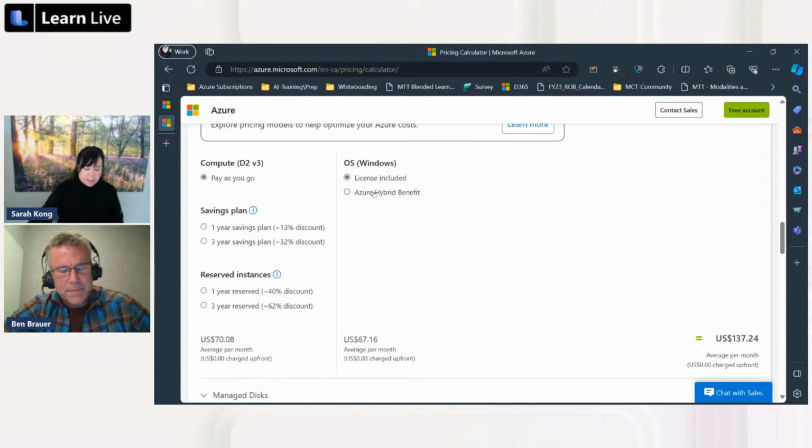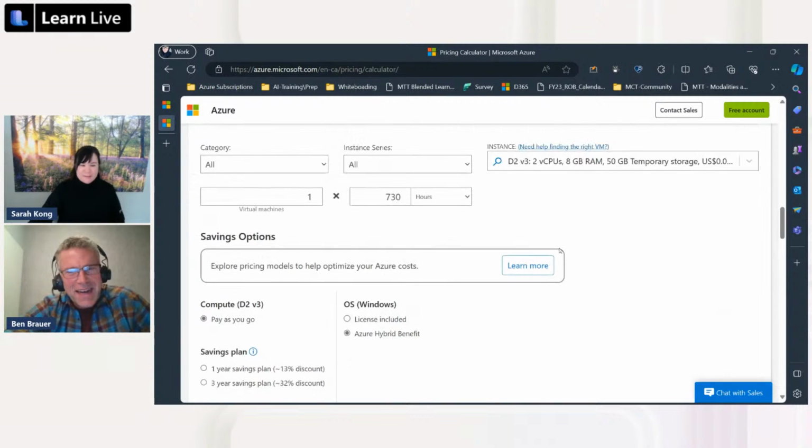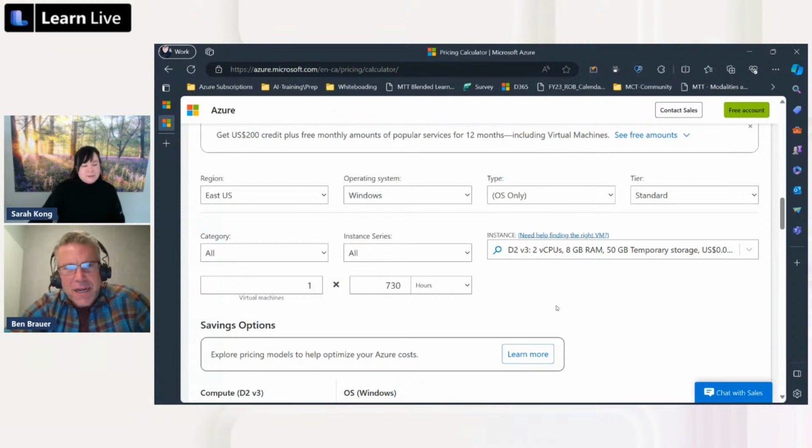And then the other one is the license, right? So the hybrid, you see the price drop over here. If you have your own licenses that you're using right now, like software assurance or on-premise licensing that you can still use, you can bring that in, like a BYOL, right? Bring your own license, so to speak. There's so much to cost and pricing that we could talk about.